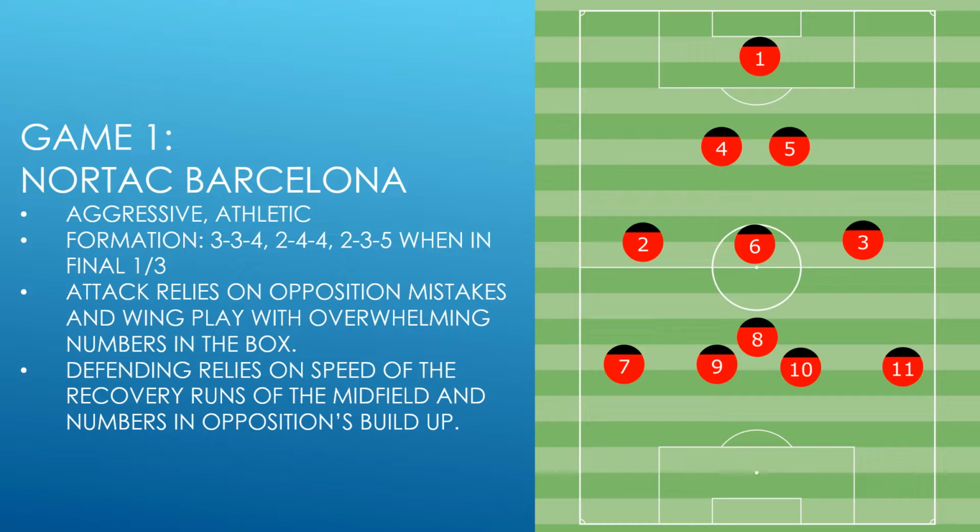Their attack relies on opposition mistakes in the midfield and in the opposition final third. With those numbers, yeah, that makes sense. So if they can get 10 people or 9 people in the opposition third, even when they don't have the ball and you can't go over them or can't go through them, they're going to win and they're going to try to score again.